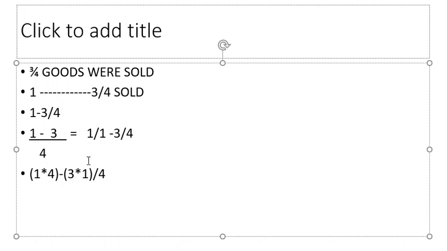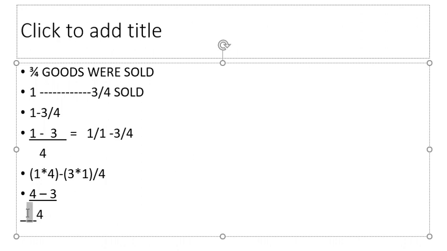So 1 into 4 minus 3 into 1. Why is it 1? Because the denominator is 4 here. So 4 into 1, and the numerator will be 3 into 1. So 1 into 4 minus 3 into 1 divided by 4. What will you get as the answer? 1 fours are 4, minus 3 ones are 3. With this you will divide by what? Your denominator is 4.